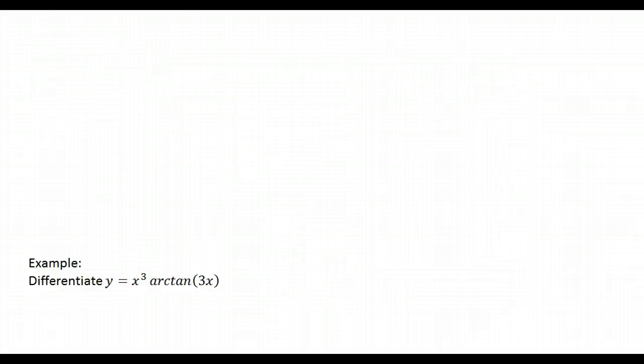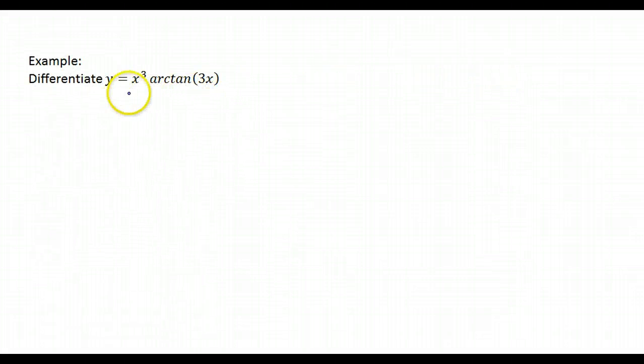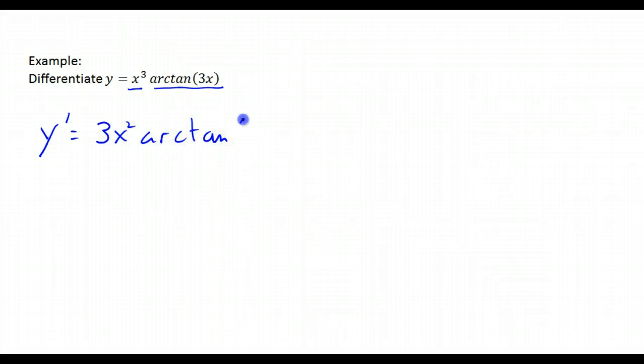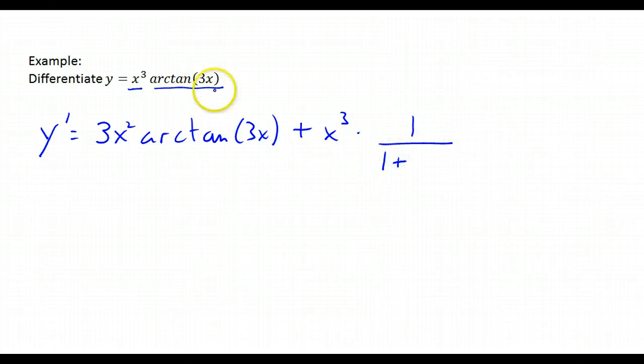Let's do an example. So let's differentiate this, okay? Since I have an x cubed times an arctan of 3x, we're going to have to use the product rule for our derivative. So that's going to be y prime equals 3x squared times arctan of 3x plus x cubed times the derivative of 1 over 1 plus whatever we're taking the arctan of, squared, times the derivative of what we're taking the arctan of, because we have to do the chain rule.